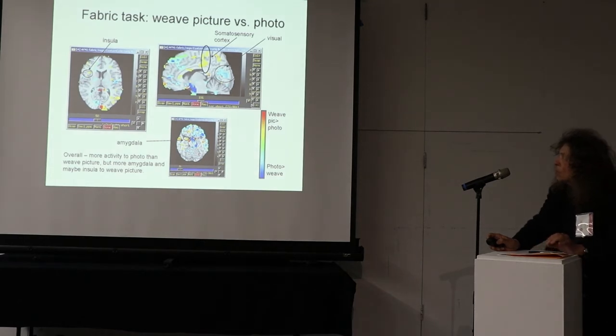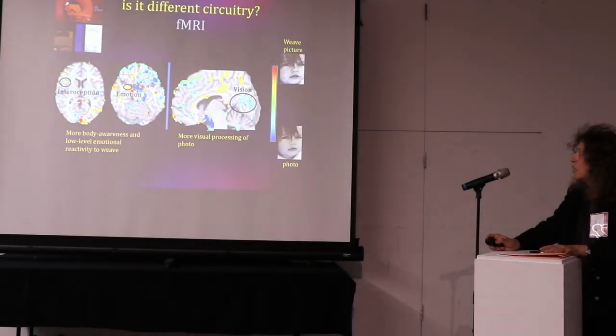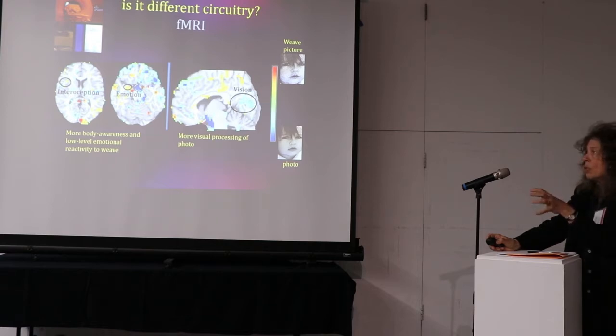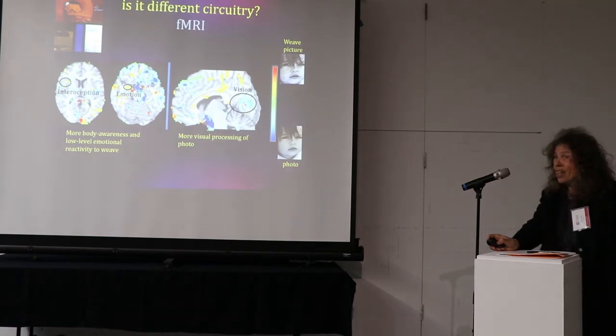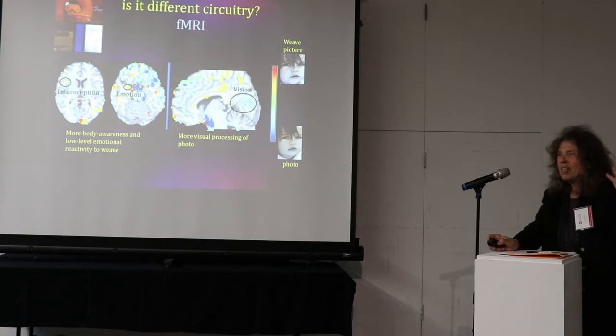Okay, these are a few results we got from fMRI. So when they were looking at just a picture of the weaving, there was more response in the insula, which is the touch part of the brain, and the amygdala, which is the emotional part of the brain. And for the photo, there was more visual activity. So here again, it's the same result, but put up in a different way. So more visual processing for the photo, but more emotional and body awareness for the weaving. And so that was very exciting to me. It wasn't a full study. Nobody wants to fund a full study with 15 subjects, but it was experimental.